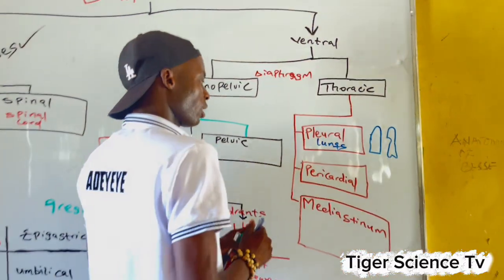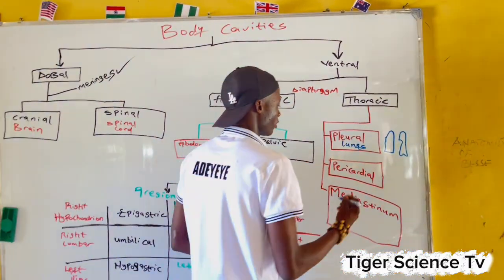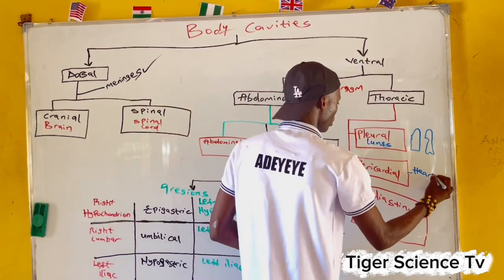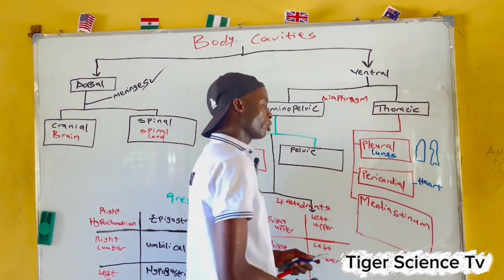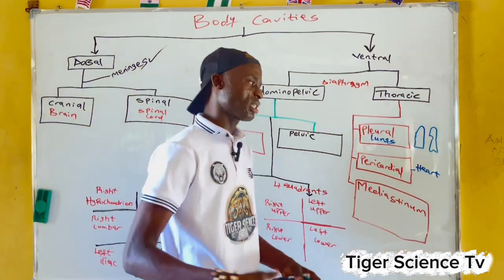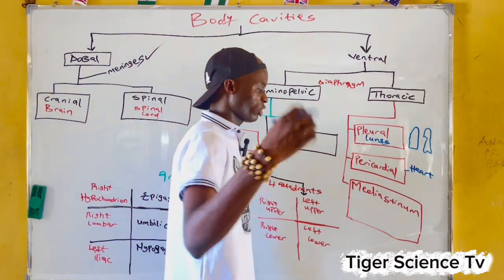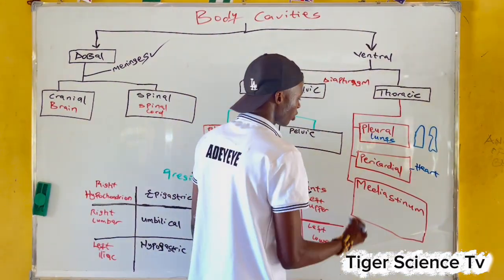Alright, the pleural cavity houses the lungs. Now the pericardial cavity houses the heart. You see that? Houses the what? Houses the heart. What of the mediastinum? The mediastinum is a kind of partition between the lungs. I'm going to do the mediastinum in detail later. But for now, let's see what the mediastinum has.